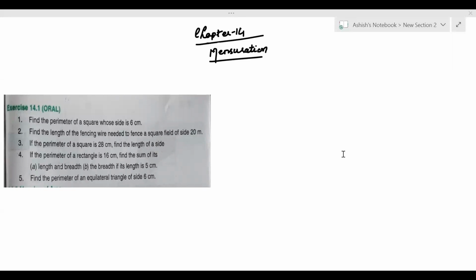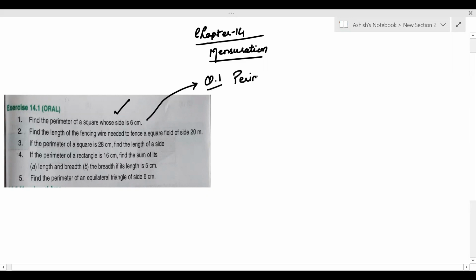Today we are going to study chapter number 14, mensuration. Question number 1. Let us start with exercise 14.1. It is asking you to find the perimeter of a square whose side is 6 centimeter. We know that the formula for perimeter of a square is equal to 4 into side. And what is the side? Side is 6. So 4 sixes are 24 centimeter.